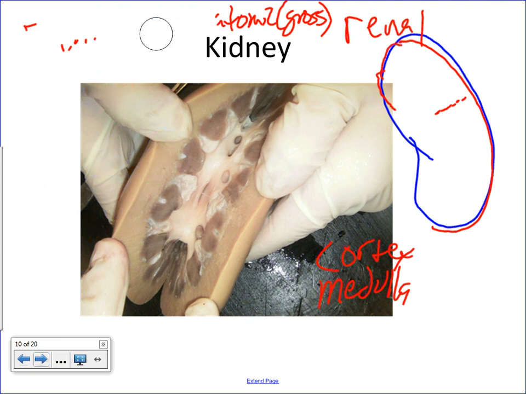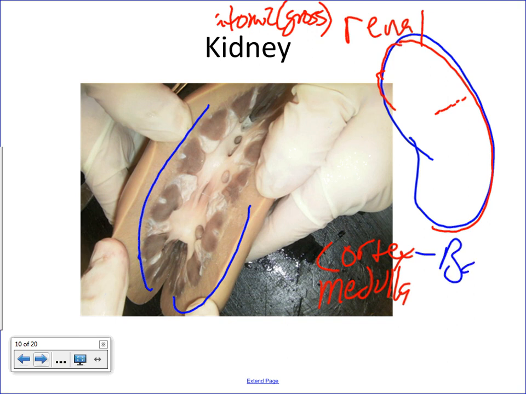So continuing on, I said the kidney can be broken down into a renal cortex and a renal medulla. The cortex is essentially this outer tissue you see right here. Remember, think of cortex as like bark, or an outer covering. You find bark on the outside of a tree, covering the tree.